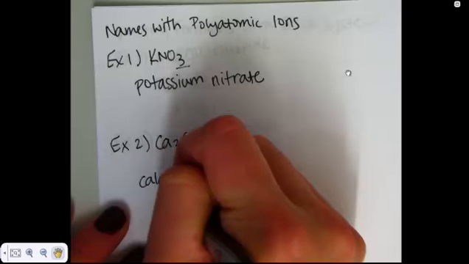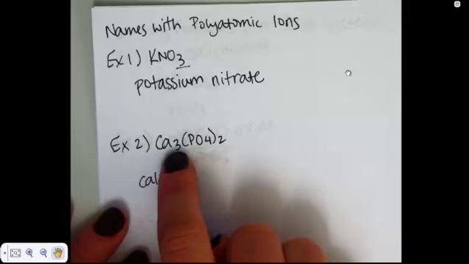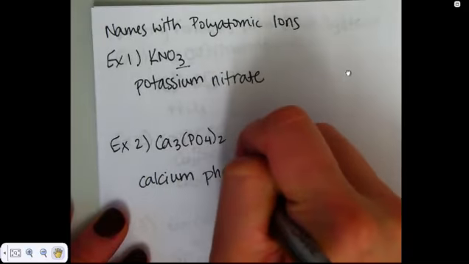This one, Ca, is calcium. And you'll find on your chart PO4 3 minus. The 3 ended up down here, but it's still called phosphate.